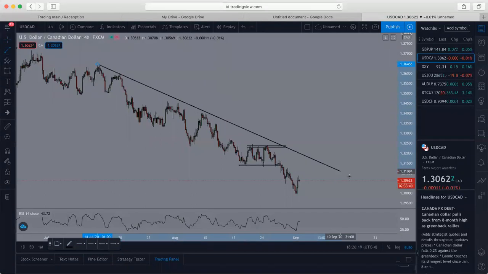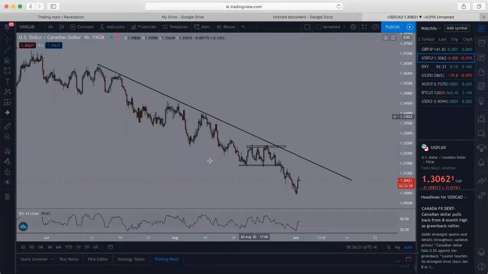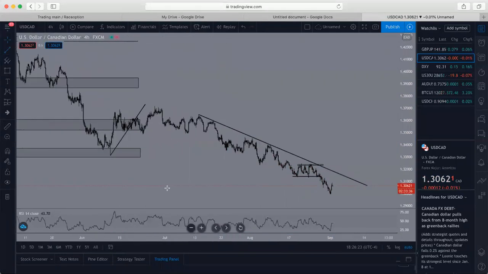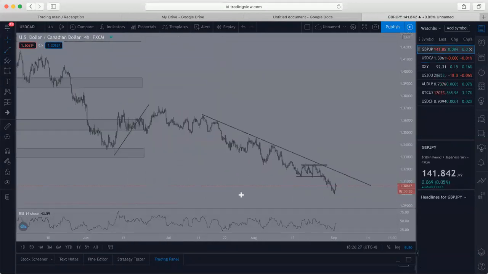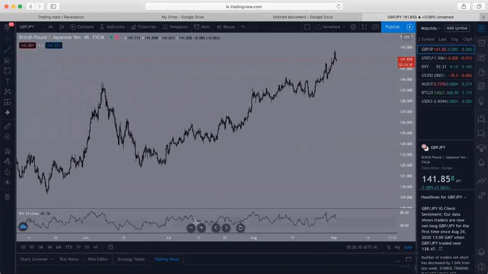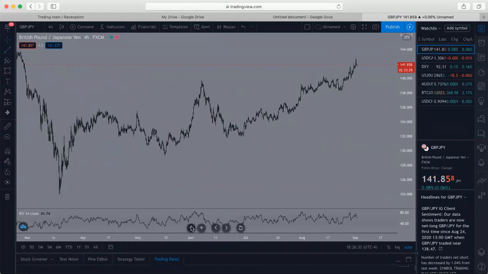Trend line down here. Actually, I don't think this one is in the zone either. I want to show you guys one with the zone. Yeah, this has been dropping. I like GJ. This one's also not in the zone.